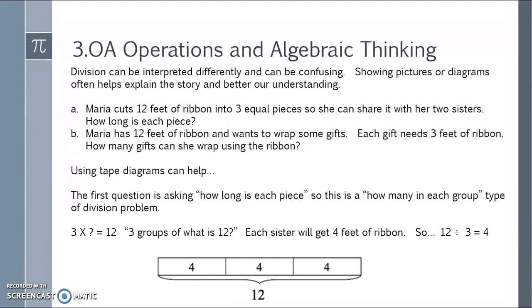So I can see that there are 4 in each one. So 4 plus 4 plus 4 gives me 12. So each sister will get 4 feet of ribbon. Therefore, 12 divided by 3 is 4. So 12 put into 3 groups is 4.